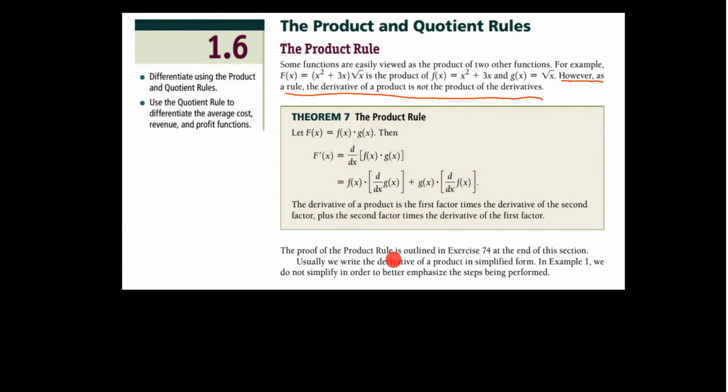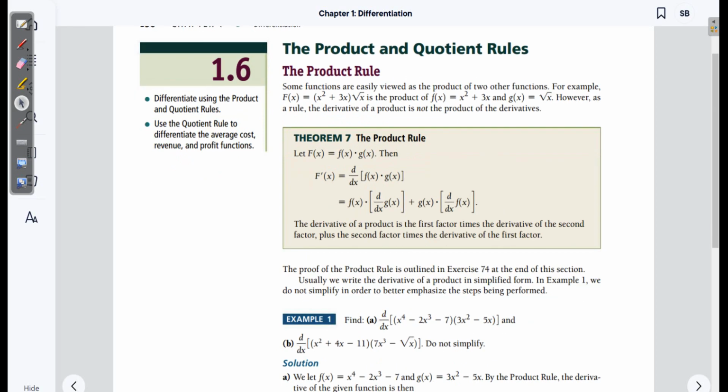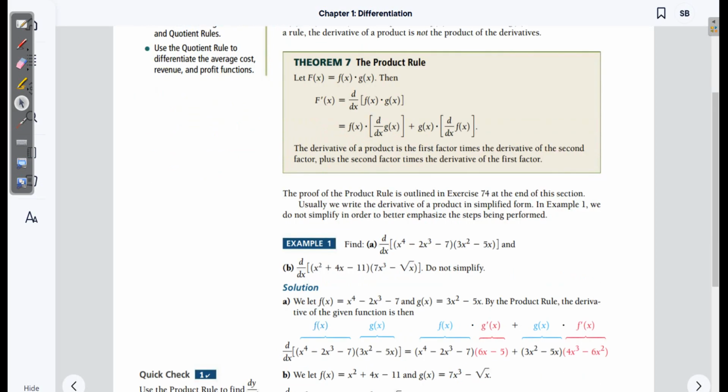All right, so let's do an example of this to really drive this point home. This is certainly one of those times where the color coordination really comes into play. So we're going to do number one first. It reads, find the derivative of x to the fourth power minus 2x cubed minus 7, times the quantity of 3x squared minus 5x.